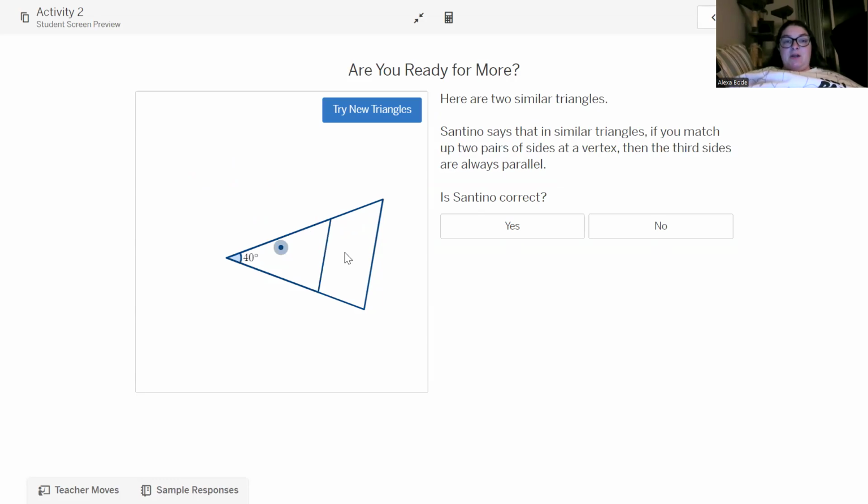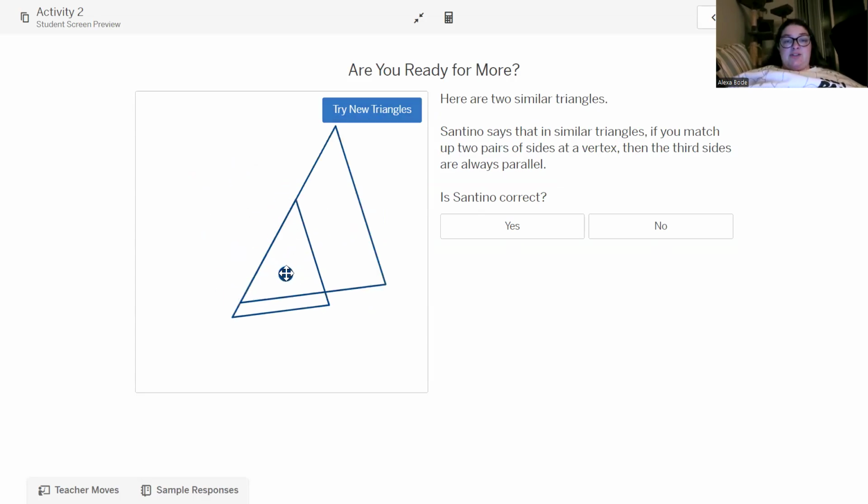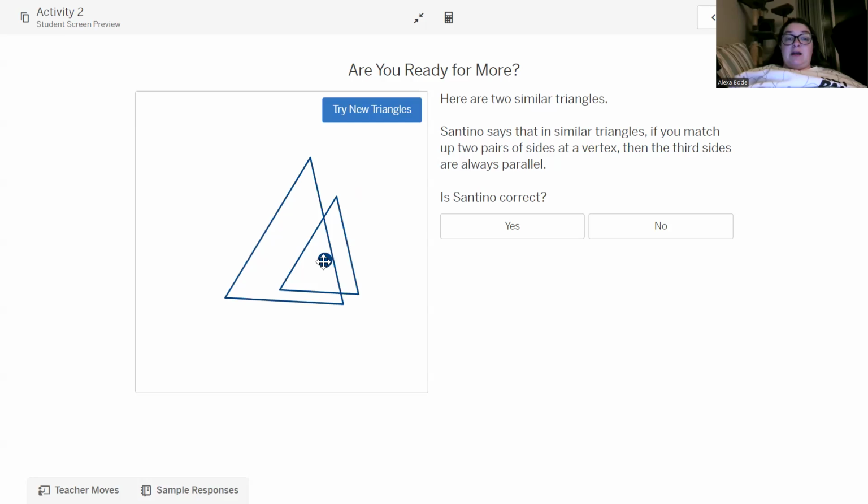If I match these up, notice these two sides are parallel. If I match these up, these two sides are parallel. And if I match these up, these two sides are parallel. Again, you can try it with other similar triangles and notice that they will always be parallel. That is a true statement. That has to do with the parallel lines and transversals that we were working with in Unit 1. So these are corresponding angles if you look at the parallel lines with the transversal.